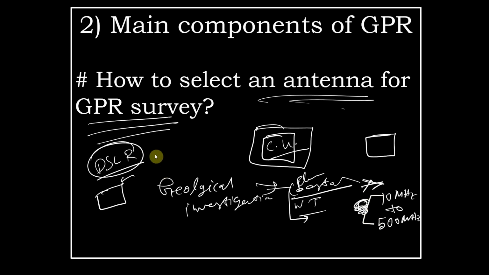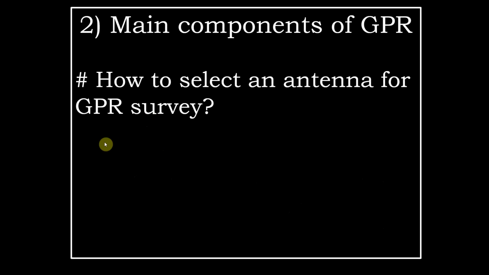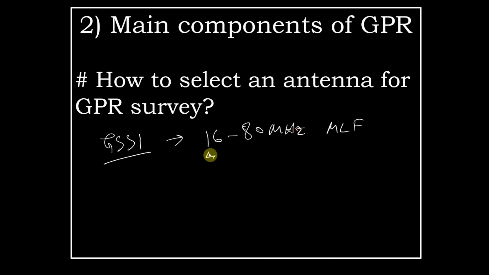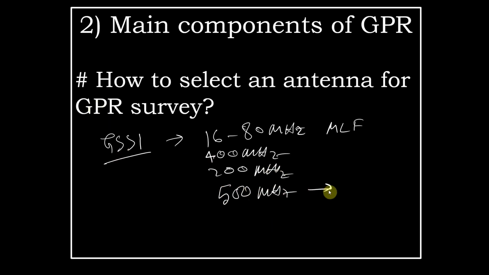So there are several options available in the market. If you are buying a GSSI antenna, they have a 16 to 80 megahertz MLF antenna, unshielded, they have a 400 megahertz antenna, and they have a 200 megahertz shielded antenna. So those options are there. Sometimes you will have the 500 megahertz antenna. Up to 500 megahertz is used because 500 megahertz may give you the result up to 2 meters, in most cases for geological investigation.